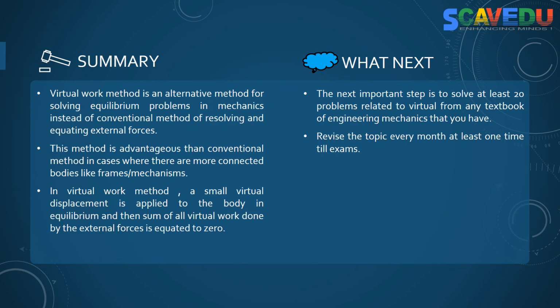Now what is the next important step that you should do? The next important step is you should solve some problems related to virtual work, and I urge you to solve at least 20 different problems, a variety of problems from any textbook that you have on engineering mechanics. And the second most important thing is revising the topic at least once every month till the exams. So you can go to the same video or same slide and revise this topic once a month.